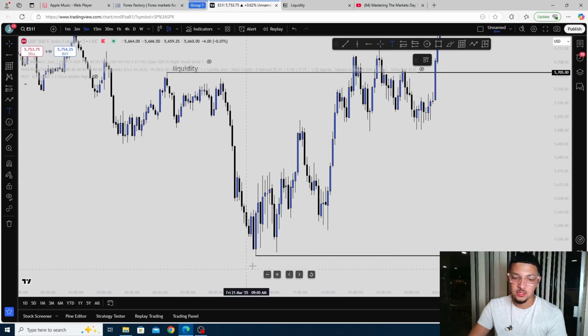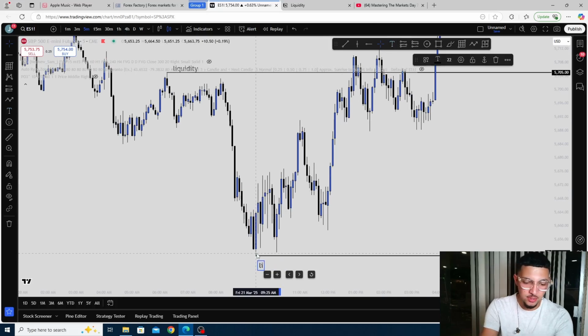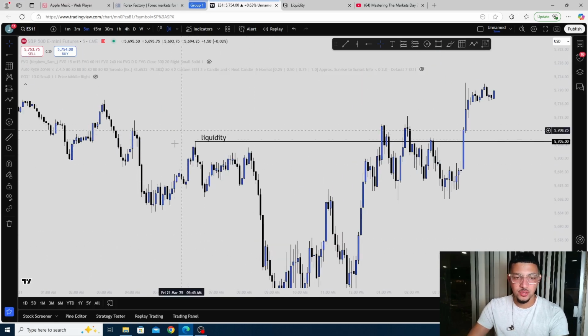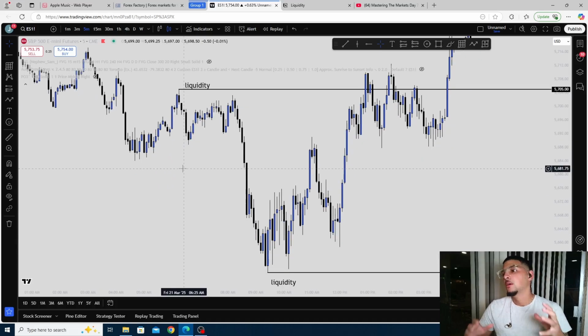Remember, this is called liquidity right here. Liquidity too. This is liquidity. This is liquidity. Swing low, swing high, guys. Remember, market always likes to grab liquidity. It's either gonna go for London's highs or lows when New York session opens. It's either gonna come for one of those two, London's highs or lows, or pre-market highs or lows.